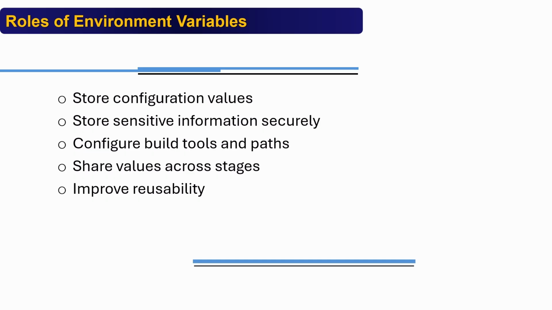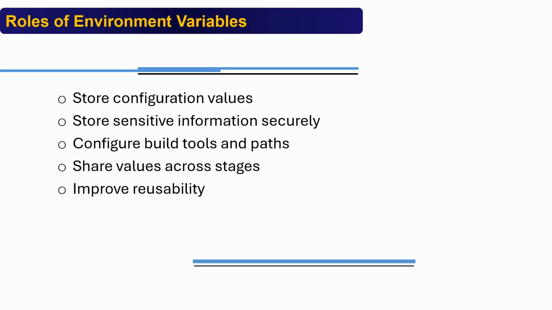Environmental variables also configure the build environment. For example, the Java installation path, the Maven home directory, or the location where the build artifacts should be stored. Finally, because these variables are available throughout the pipeline, multiple stages can reuse the same values without duplication.